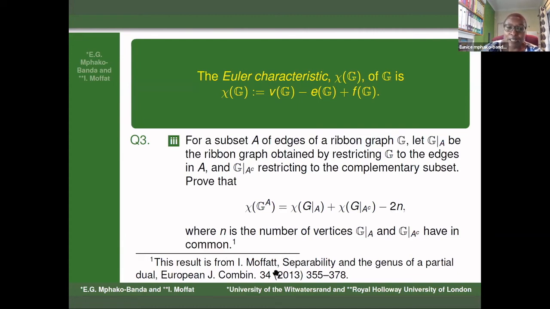You can see this, Professor Moffat proved this, and you can find it in this paper, which is in the European Journal of Combinatorics. And the title of the paper is Separability and the Genus of the Partial Dual. You can find this result in there.